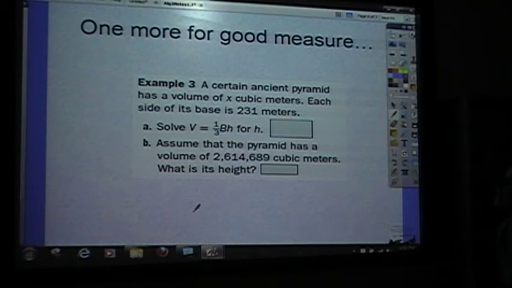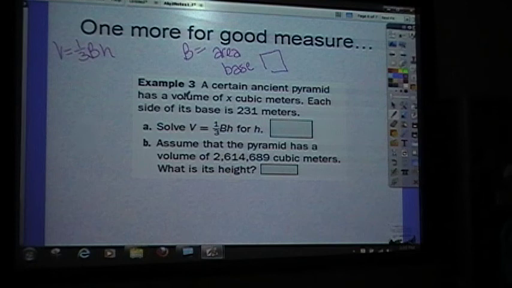A certain ancient pyramid has a volume of x cubic meters. Each side of its base is 231 meters. So solve V equals 1/3 big B times H for H. They want us to get H by itself. You should have seen this formula before. This is volume of a pyramid. 1/3 big B is actually area of the base. Do you guys remember this from geometry? In this case it will be a square. H is the height.